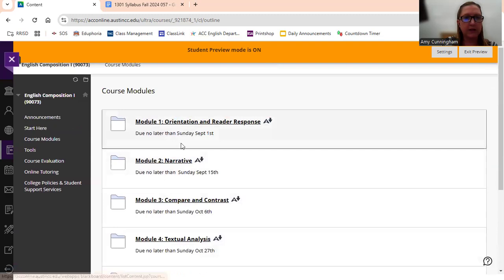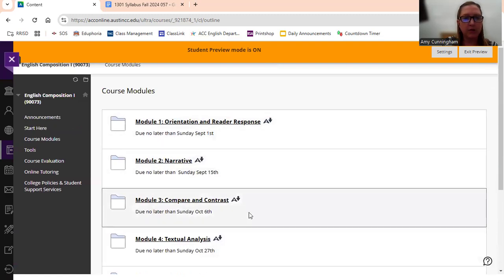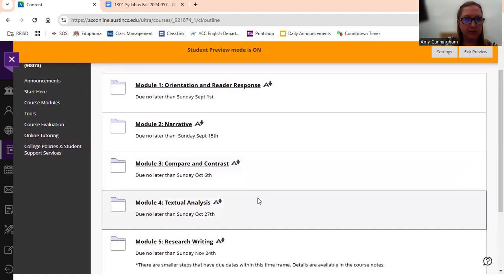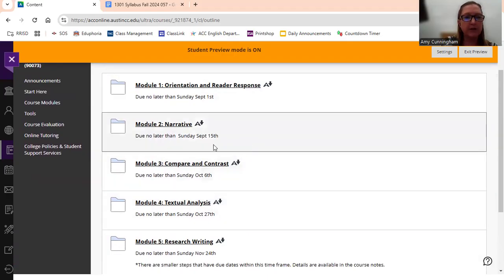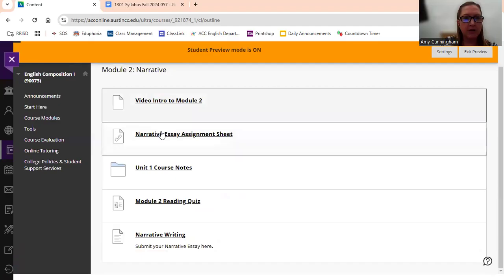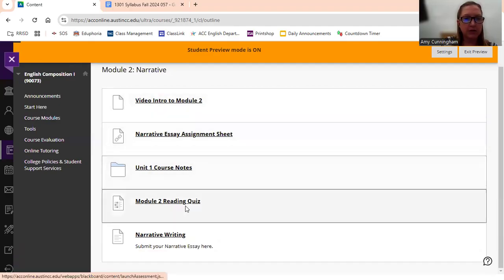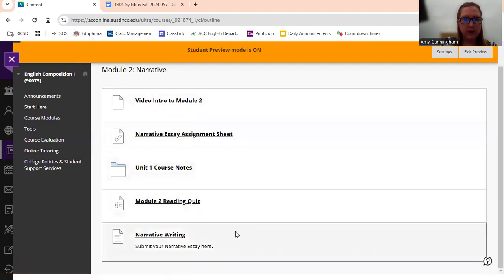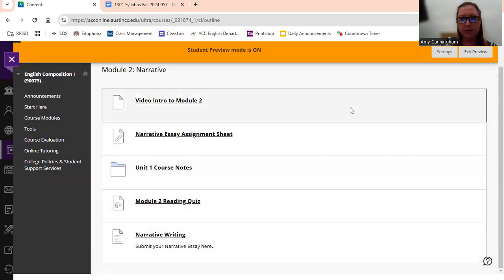So you can see you start at the top, easily labeled what they are, and all of those things correspond with what's in the gradebook as well. So it makes it quite easy to tell where you have met the expectations and where you haven't. Another thing that I do is I keep the structure the same for each unit. So in every unit, you'll have the video, the assignment sheet, course notes, a reading quiz, and then a discussion board, which you can't see right now because they disappear after the due date, which I'm sort of contemplating changing.